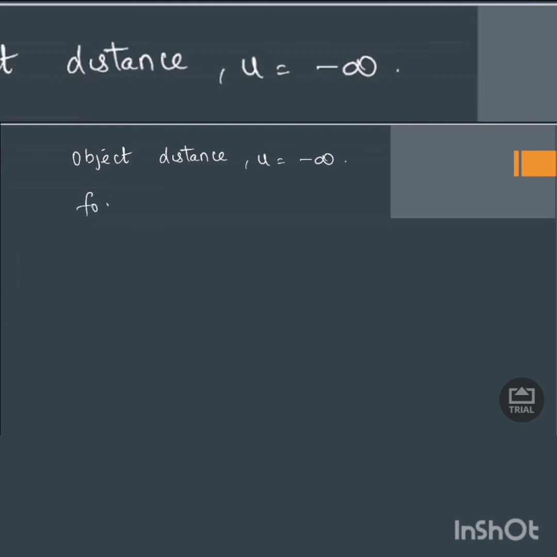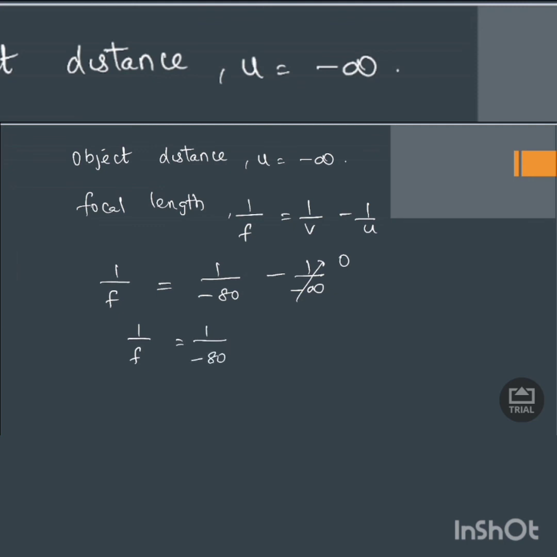So how will you calculate the focal length? 1 by f is equal to 1 by v minus 1 by u. In that way, 1 by f is equal to 1 by minus 80 centimeter minus 1 by infinity. So let this become 0. Now 1 by f is equal to 1 by minus 80. So f is equal to minus 80 centimeters.